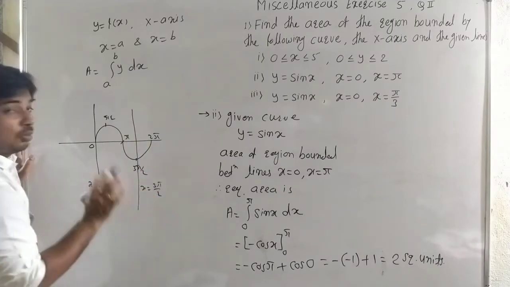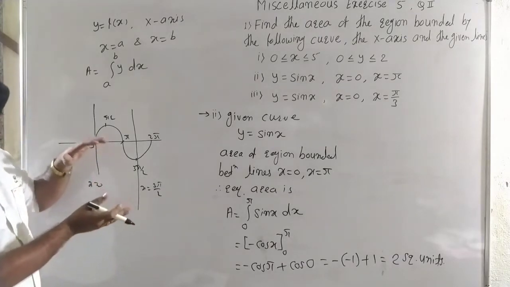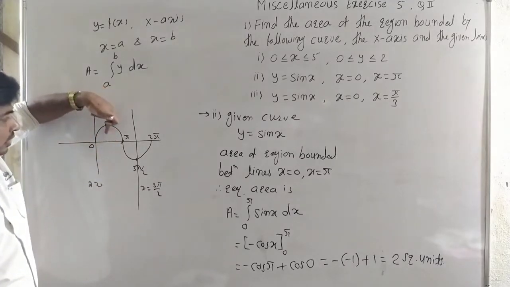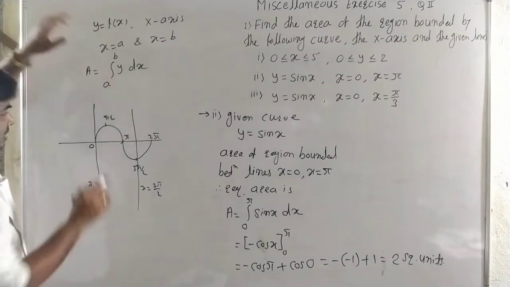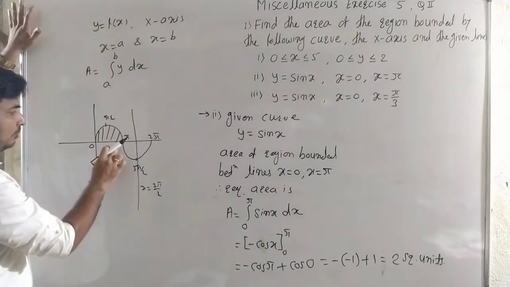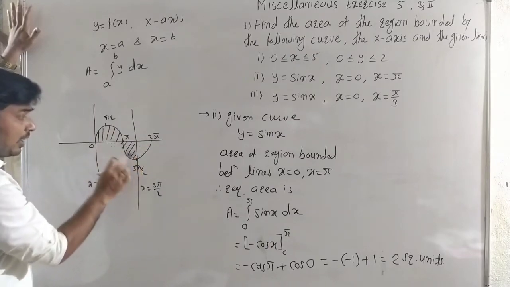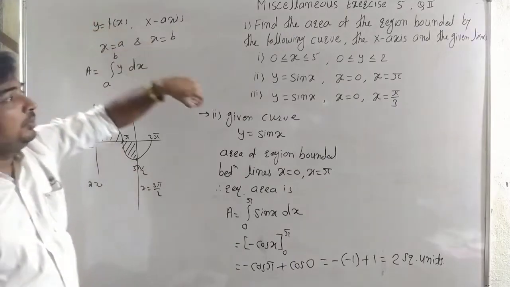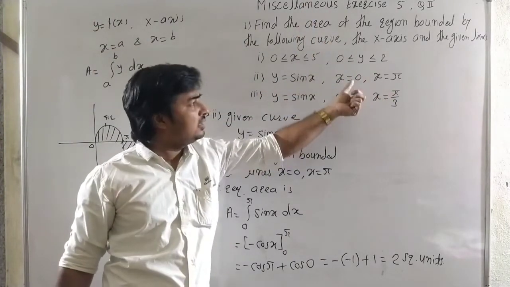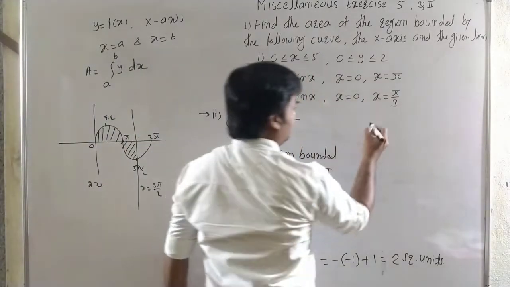Then our limit is x equal to 0 and x equal to 3 pi by 2. So we want to find the area by using the formula for the region above the x-axis and the region below the x-axis. Separately we find these two areas. First find the area from 0 to pi, and then we find the area from pi to 3 pi by 2. If the limit is given 0 to greater than pi, okay, but here it is 0 to pi, so it is only above the x-axis.